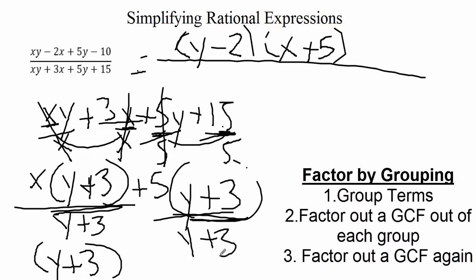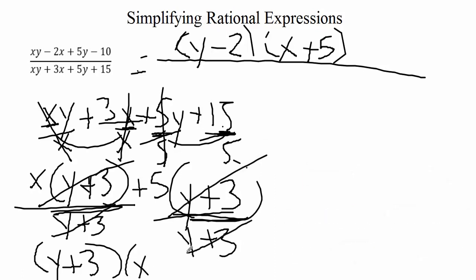So in our first term over here, y plus 3 cancels with y plus 3, leaving us with x. And y plus 3 cancels with y plus 3, leaving us with this plus 5. So I'm going to move that over to our denominator.